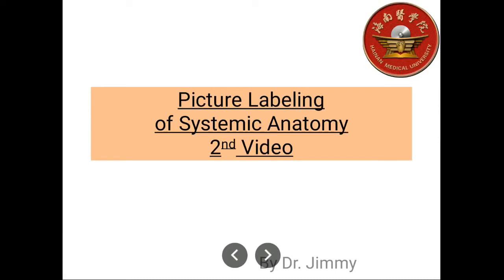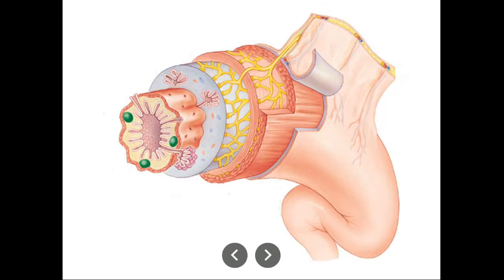Okay, good morning. Today we're going to learn about the second video for the labeling. First of all, we'll see this picture from the Splanchnology chapter. Two kinds of organ we have in Splanchnology: parenchymatous and tubular. So the tubular organ is in front of us.